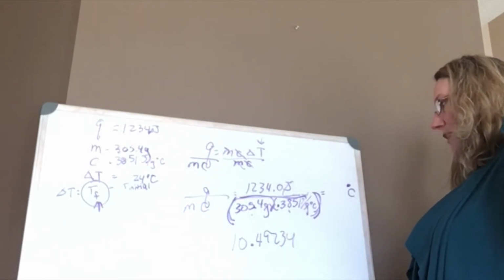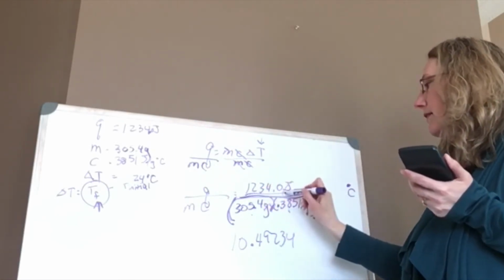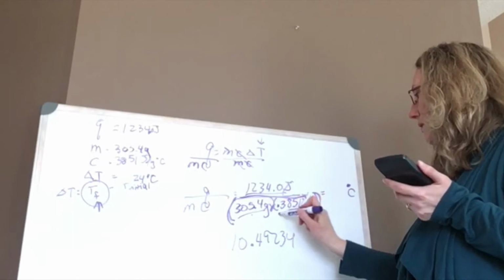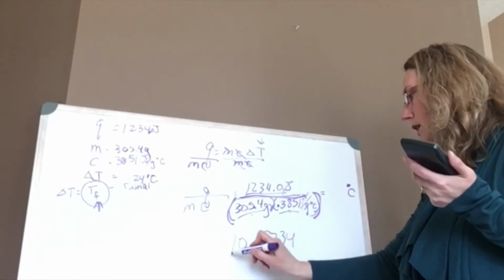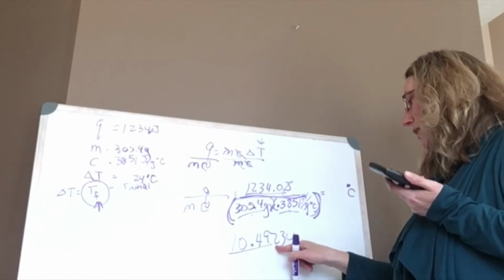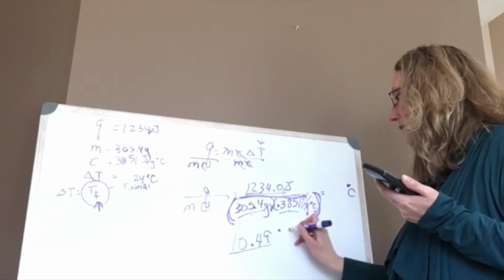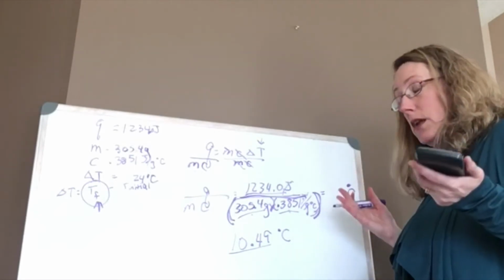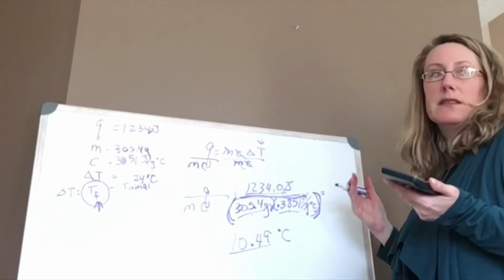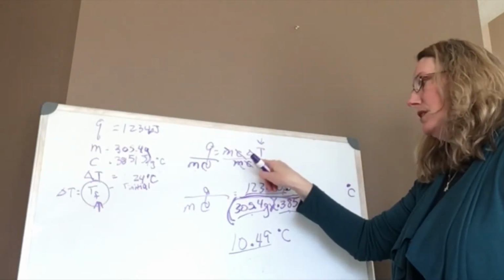How many significant digits do I get, though? Well, this has 5, this has 4, this has 4, so I get 4. 10.49, I look at the next one, do I round up or down, and it just falls off. And my unit is degrees C. So am I done? No. Because this told me the change in temperature. I just solved for delta T.